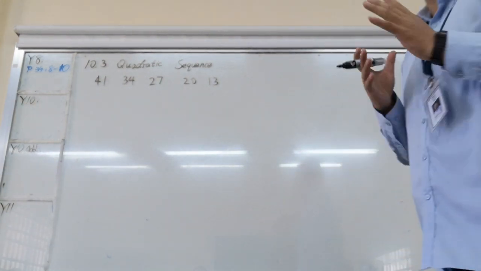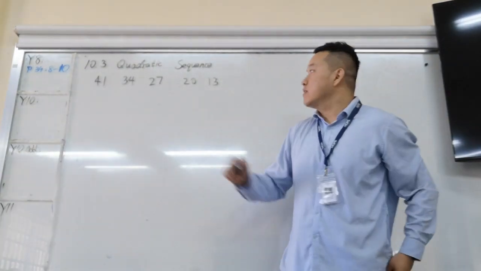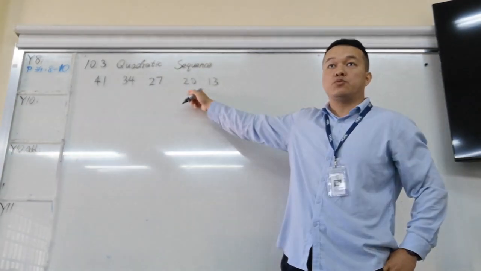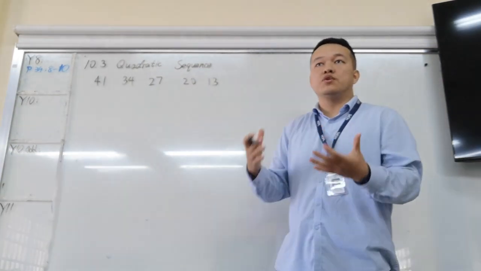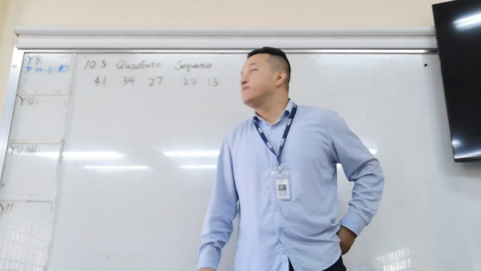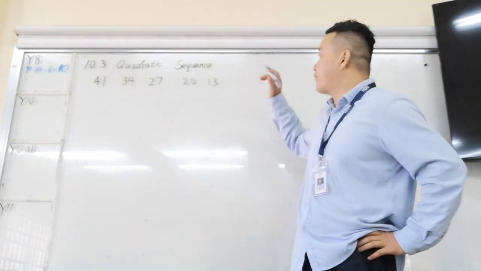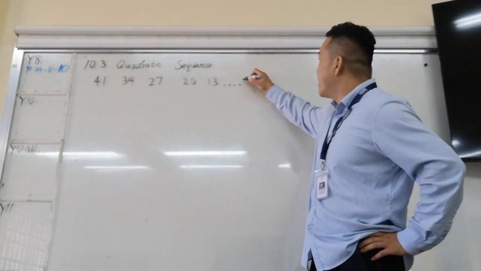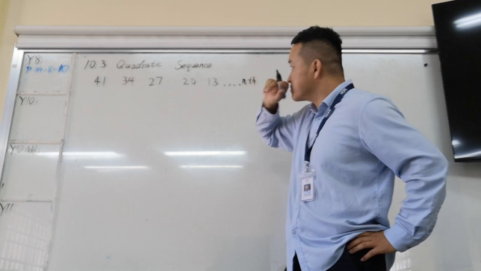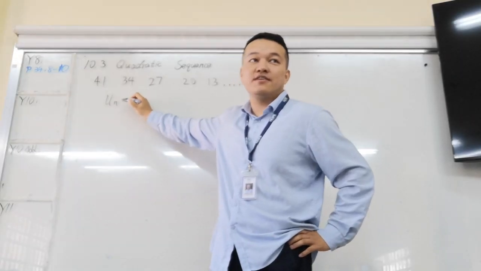Okay, now let me just give you the answer. Well, let me just give you the hint. This is a linear sequence. With the linear sequence yesterday, this is just a short recap. Okay, can somebody just tell me what's the formula to figure out the nth term? Can somebody just tell me immediately?